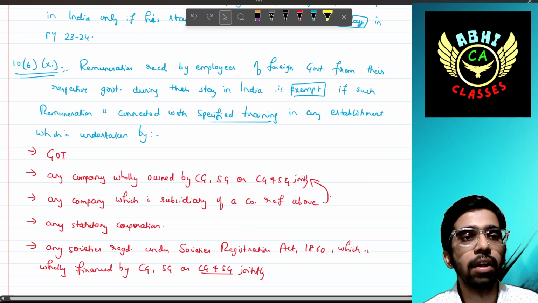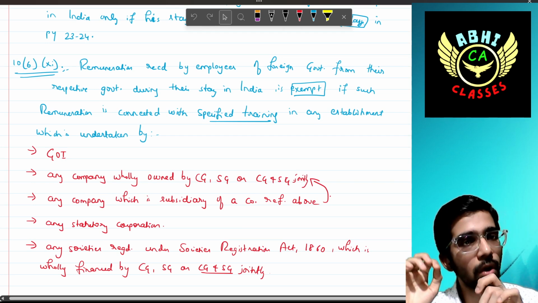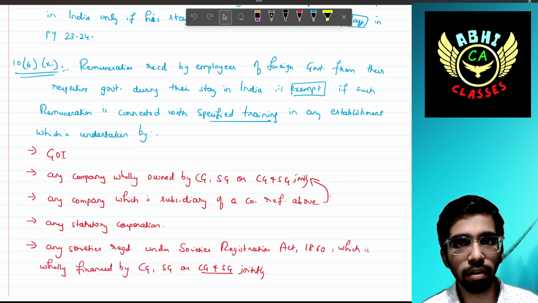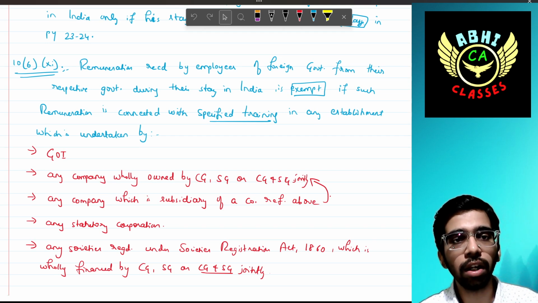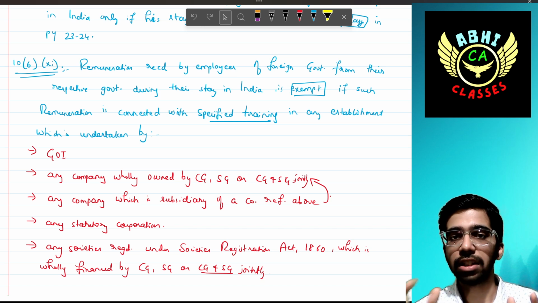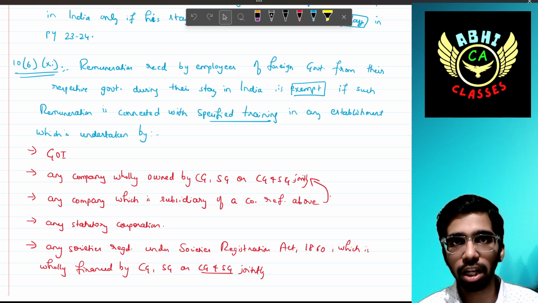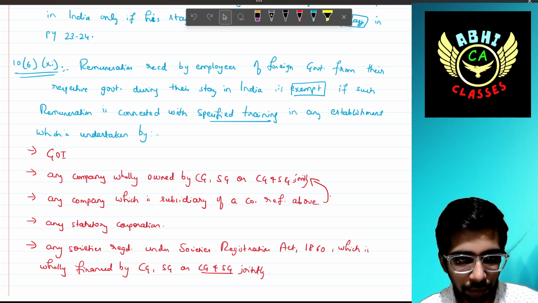Okay, simple. Next, section 10(6) subclause 9. Remuneration received by employees of a foreign government from their respective government during their stay in India is exempt if such remuneration is connected with specified training in an establishment which is undertaken by. I will once again explain.